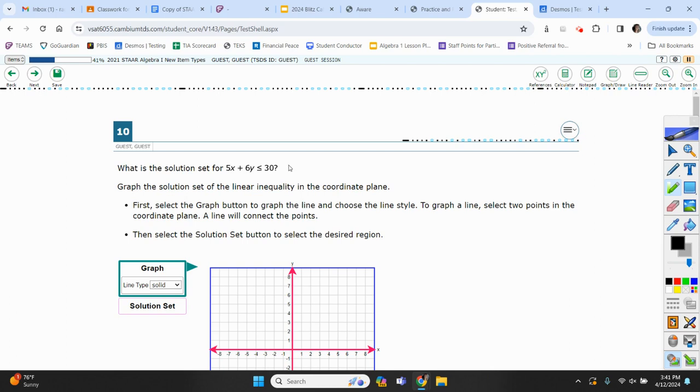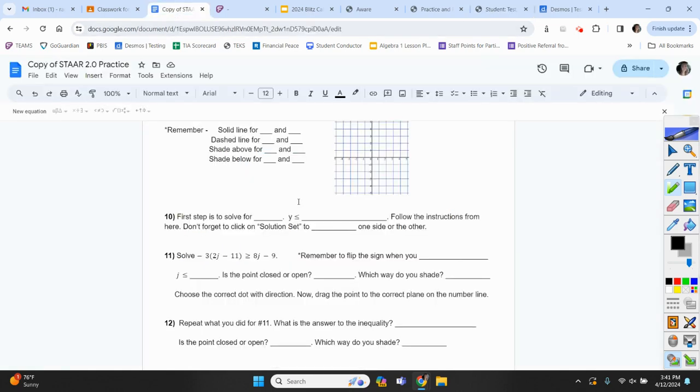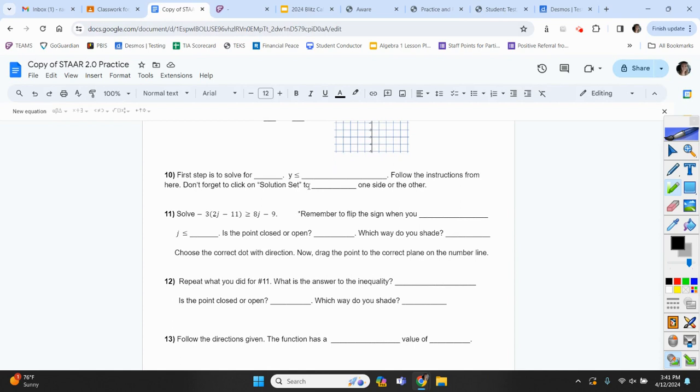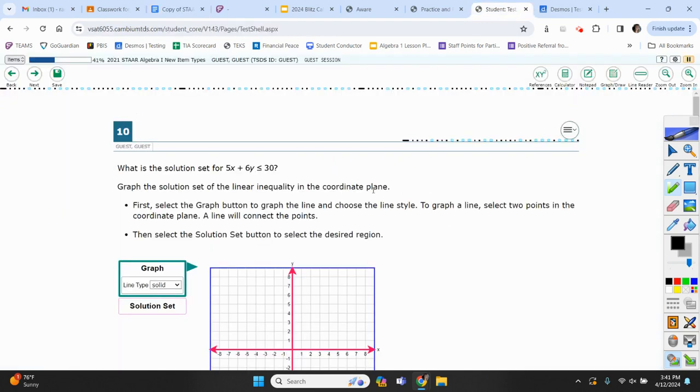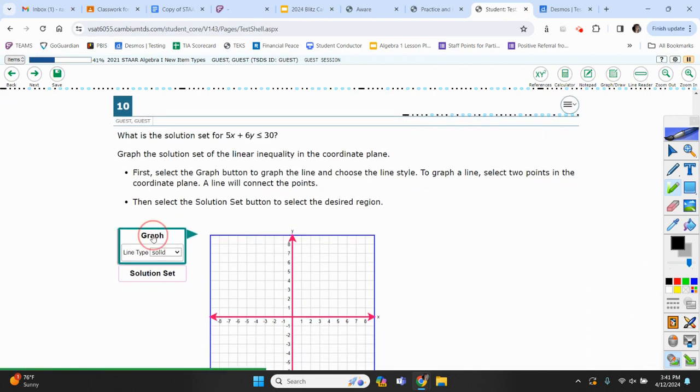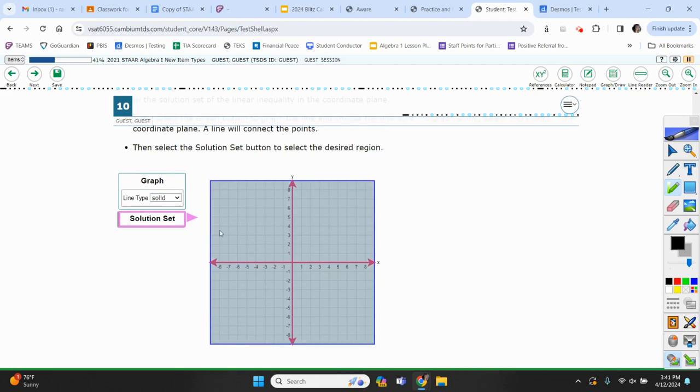Don't forget to click on solution set. This is on your paper. Click on solution set to shade one side or the other. So again, it's the same thing, except it's just one graph. So you decide whether it's solid or dashed, graph the line, and then click on solution set. Right now it's graphing the whole thing because there's nothing there.